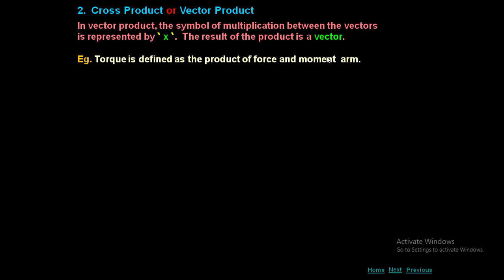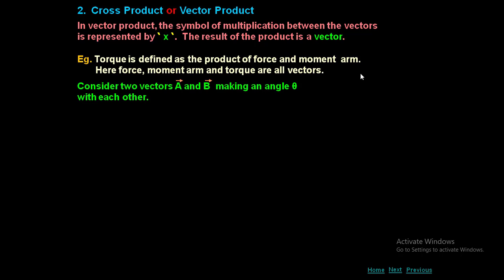Example, torque is defined as the product of force and moment arm. That means whenever you are going to multiply force and moment arm, that is nothing but the perpendicular distance, you are going to get torque. Now here the product is a vector. Hence force, moment arm and torque are all vectors.